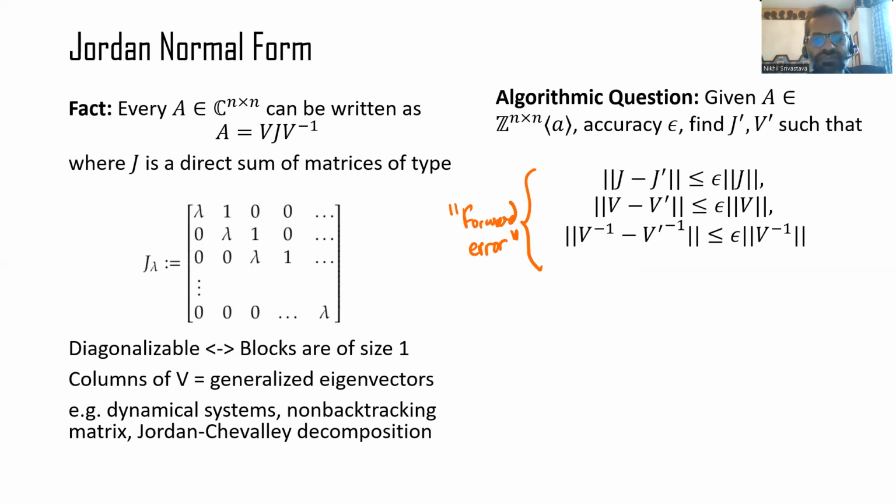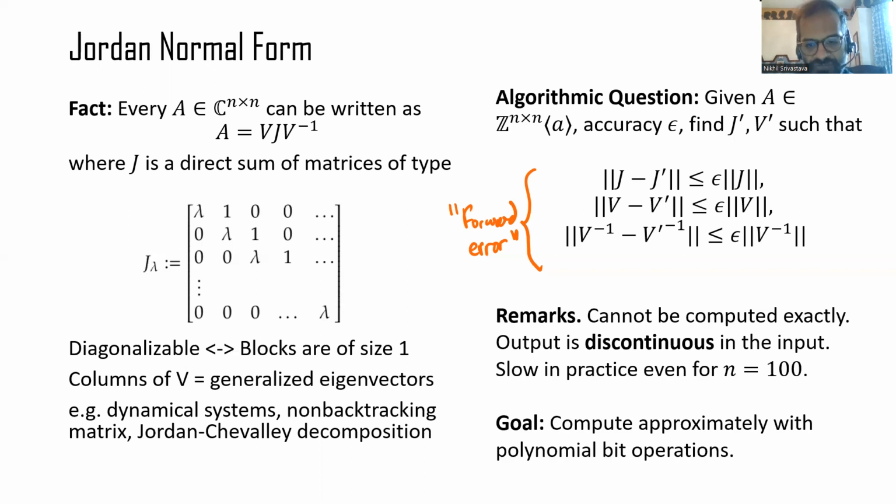And the algorithmic question we'll study is, given an integer n by n matrix A with a bits per entry, so again I'm using this notation with the bracket parentheses, and some desired accuracy epsilon, I would like to compute some J' and V', which are close to a true Jordan normal form VJ of this matrix. So that's shown here, and let's say the norm is the operator norm. And this is the forward error formulation of the problem. It means given an input, I would like to compute something which is close to the exact output for that input.